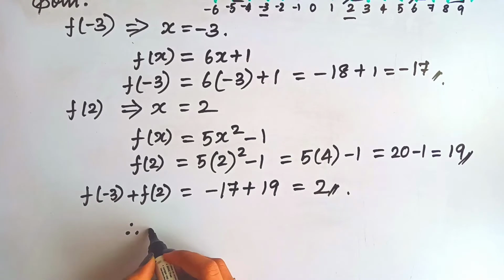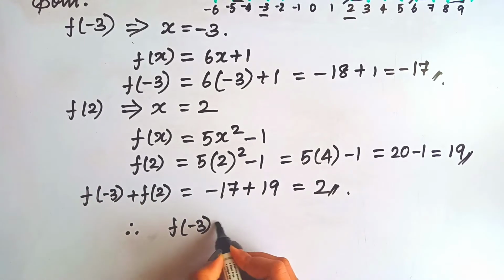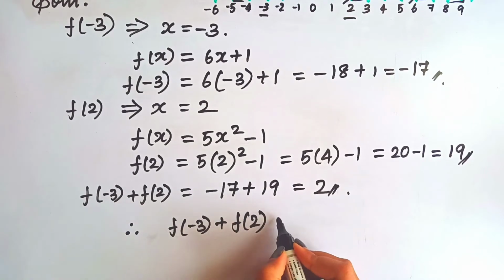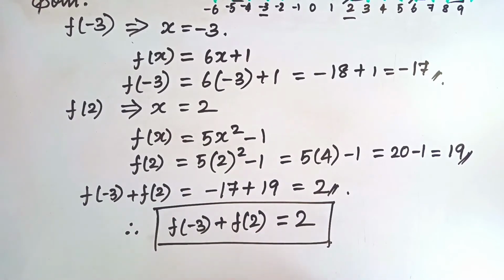So therefore f of minus 3 plus f of 2 will be equal to 2. So this is our answer. Now let's get into the second subdivision.